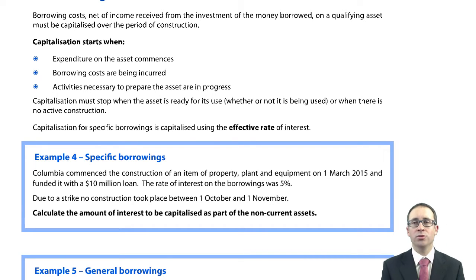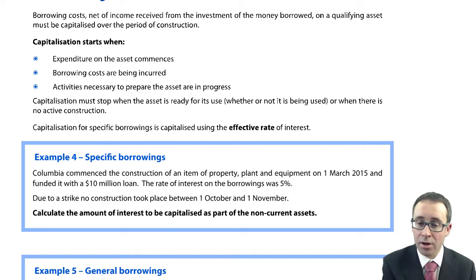So remember what borrowing costs are all about. You have, first of all, taken out a specific loan to finance the construction of an asset. So what happens is that any interest that you incur, instead of debiting your finance costs, you can debit the cost of the asset, can't we? So if you look at the notes that you have up there, it says borrowing costs, net of income received.